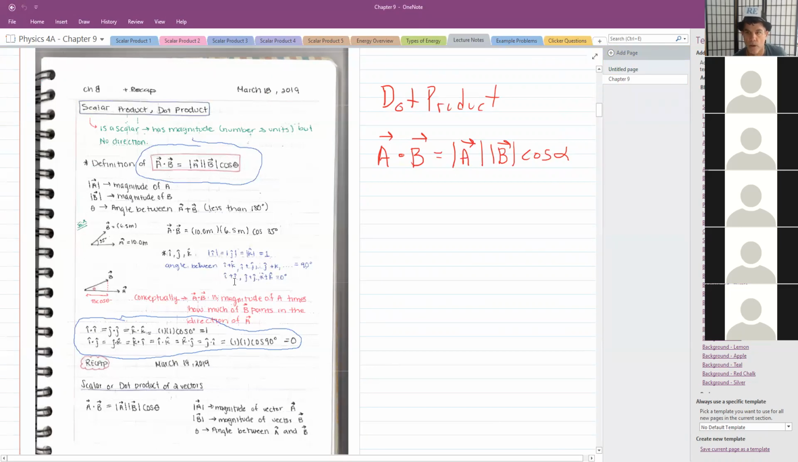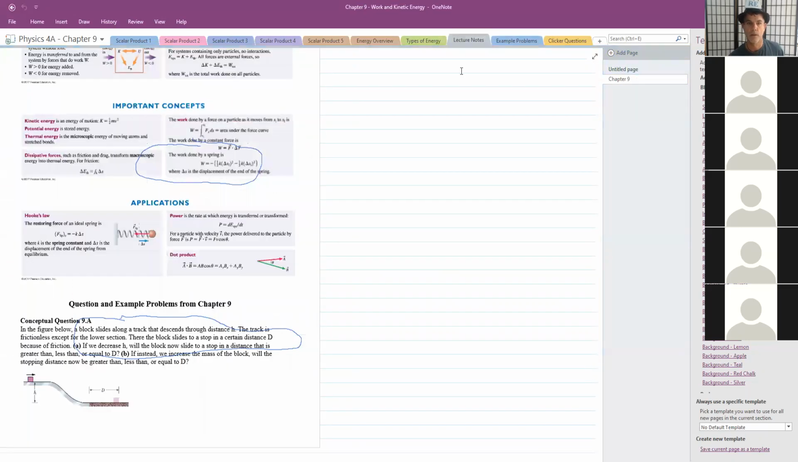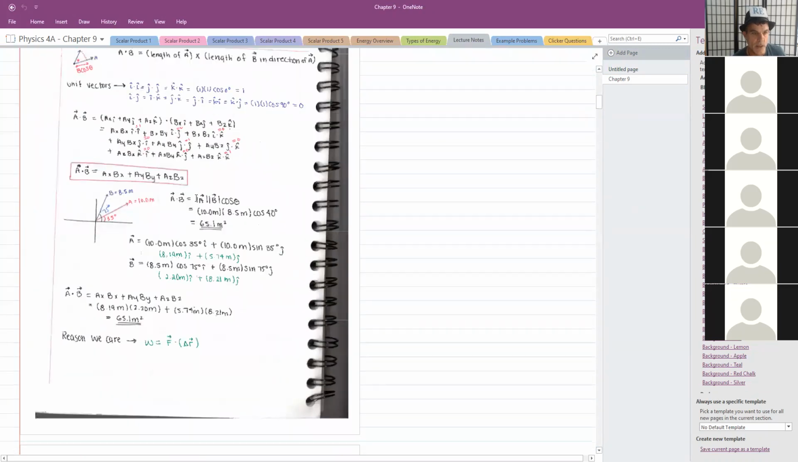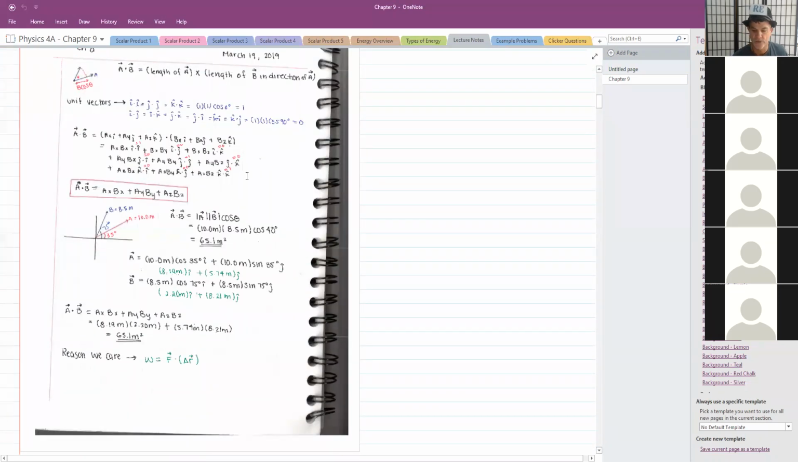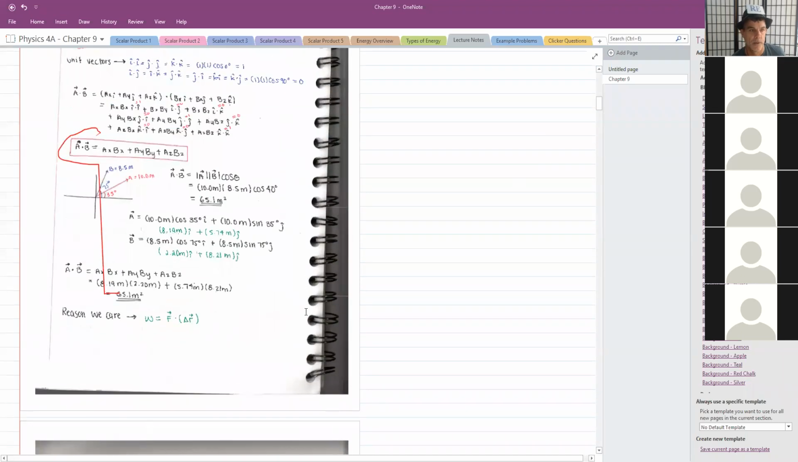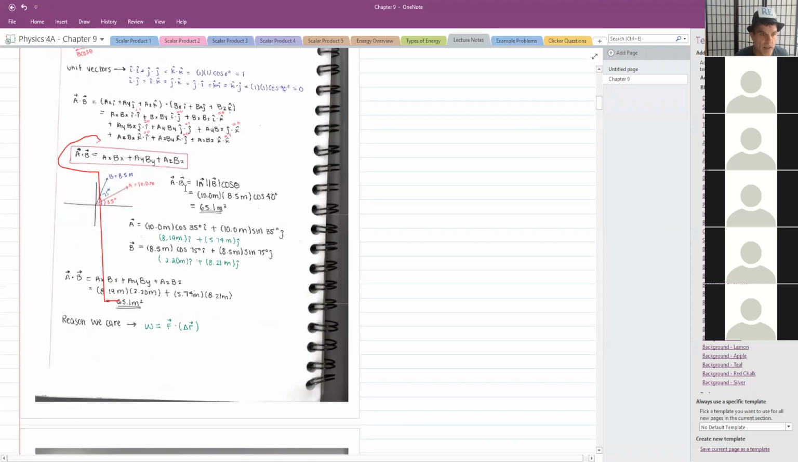Come on. My thing is being weird. Lecture notes. Okay, clear all drawings. Okay, I don't know why it's not clearing this, but this is maddening.